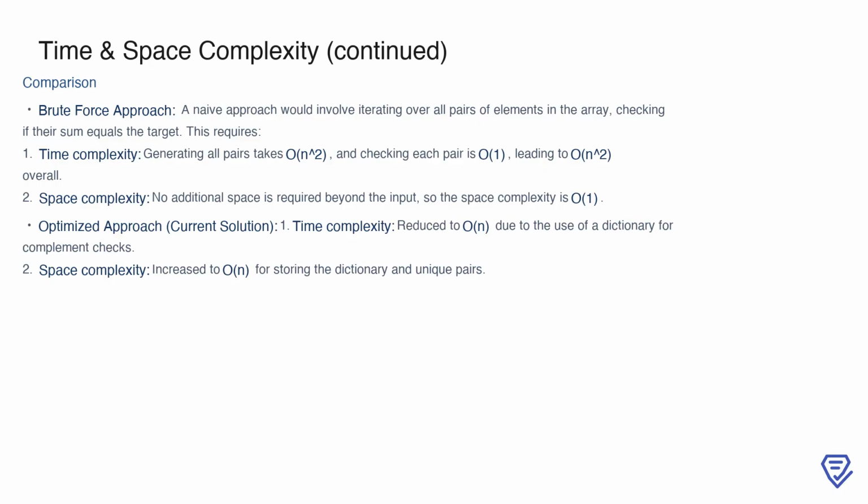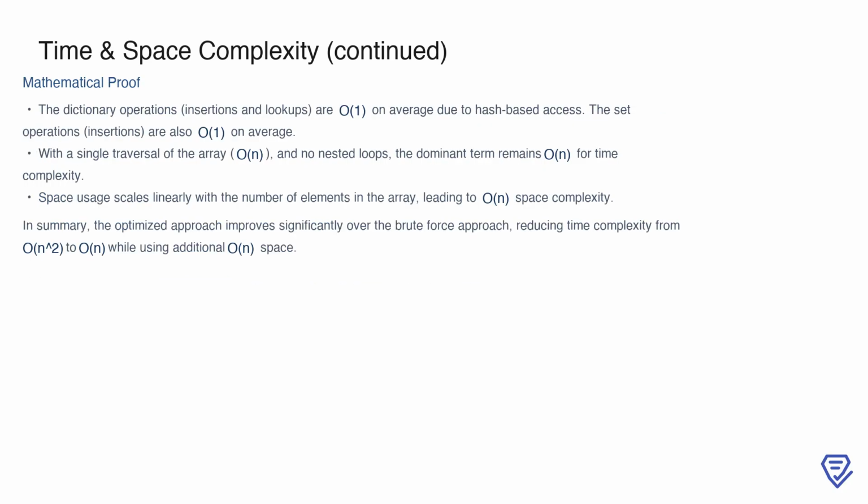Now, with the optimized approach, we reduce the time complexity to O(n) by using a dictionary to track complements. However, this comes at the cost of increased space usage, as the dictionary and set require O(n) space. The trade-off here is clear. While the optimized solution uses more space, it significantly improves efficiency by reducing the time complexity from O(n squared) to O(n). To solidify our understanding, let's look at a mathematical justification for the optimized approach.